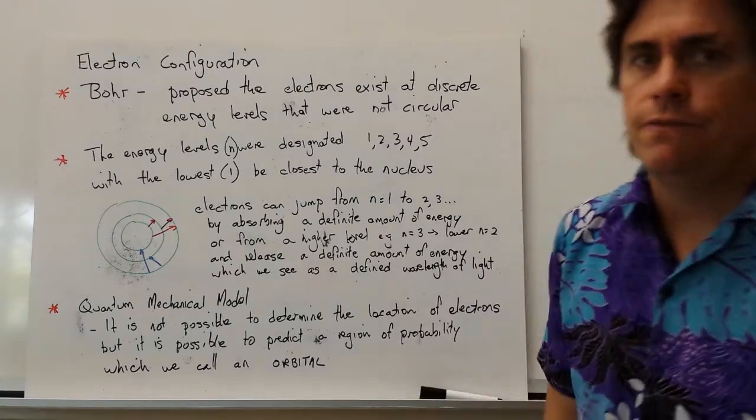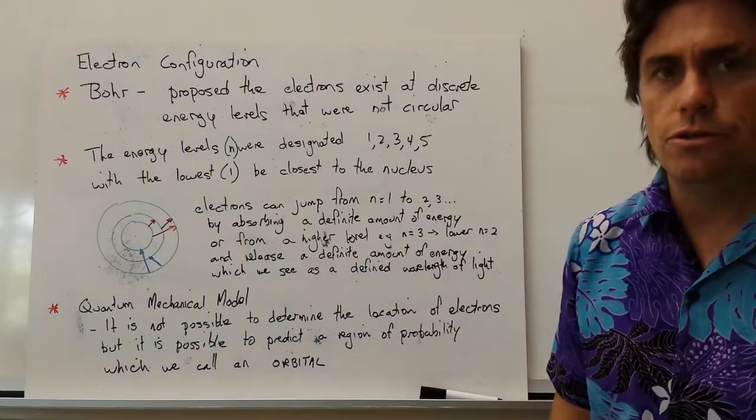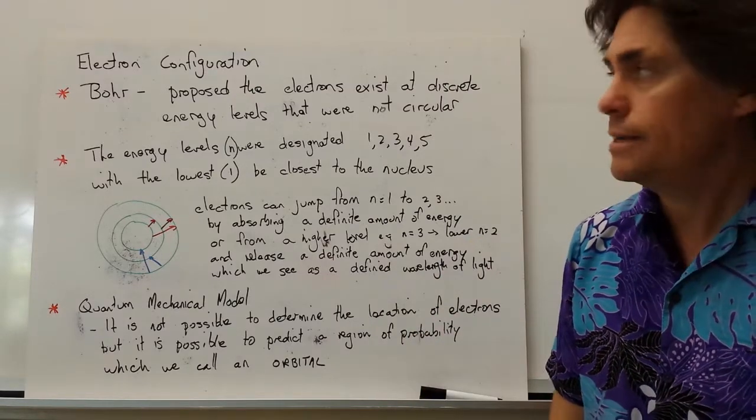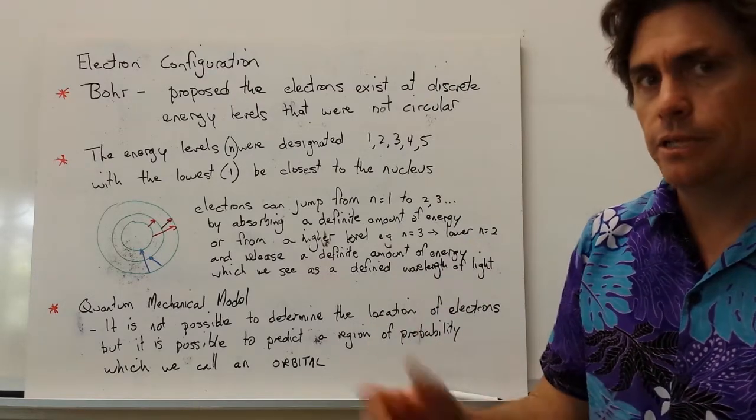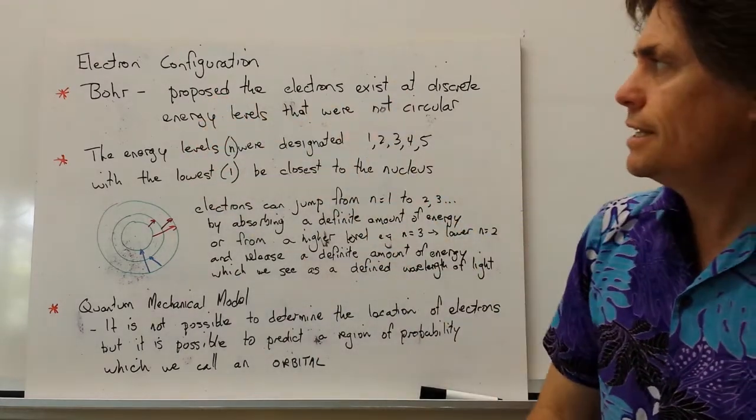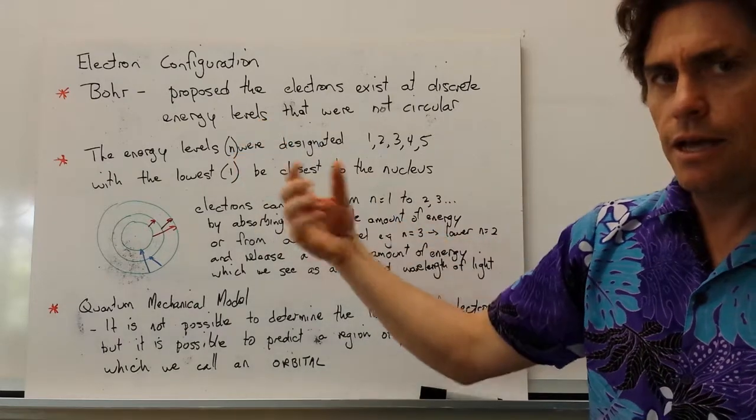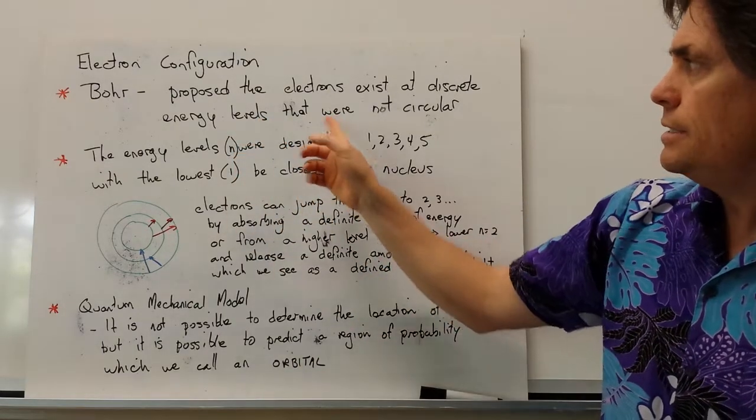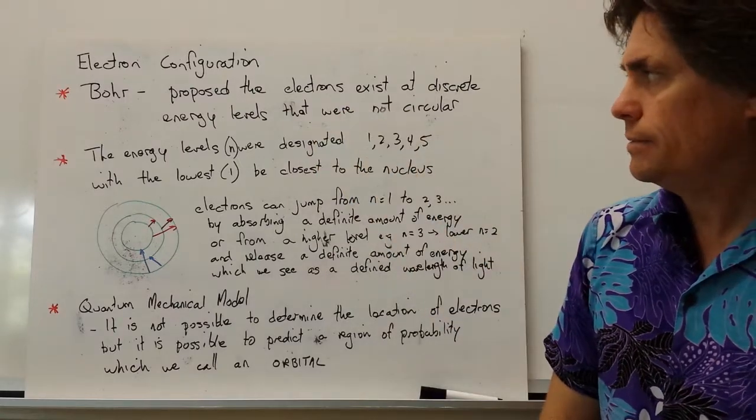Let's have a look at electron configuration and how to diagrammatically represent the electron configuration for atoms. To do this, we need a little bit of history. Niels Bohr proposed that electrons exist at discrete energy levels, and he came up with this through a variety of experiments. He said that they were not necessarily circular.